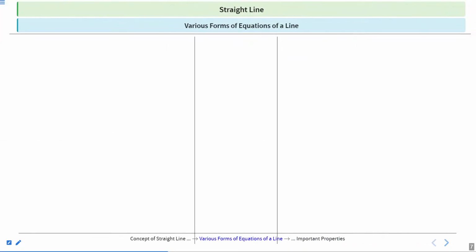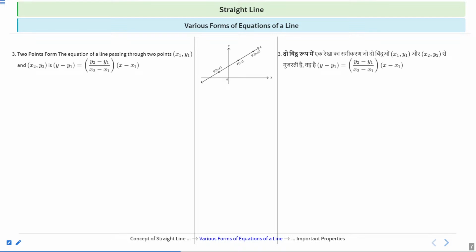Next form, which is the 2-point form. You can see this, we have a straight line having P1 with coordinates (x1, y1) and P2 with coordinates (x2, y2), right? Suppose we have any point P which lies on the line, which is (x, y). So we can write the equation in 2-point form: the equation of the line passing through 2 points (x1, y1) and (x2, y2) is y minus y1 is equal to (y2 minus y1) upon (x2 minus x1) into (x minus x1), right?